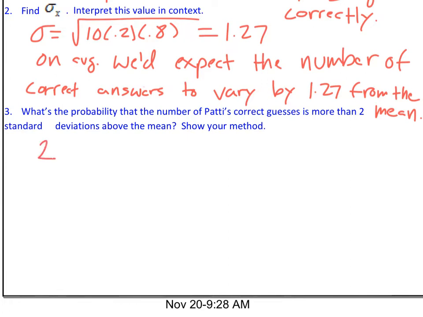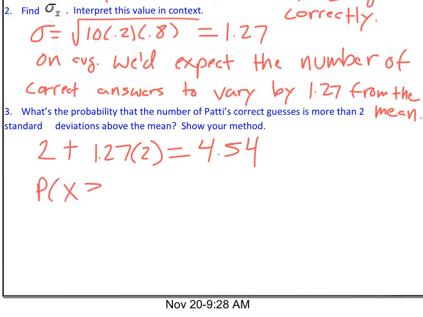All right, so there's the mean. What's the probability Patty's score is more than 2 standard deviations above the mean? Well, standard deviation is 1.27. 2 standard deviations above the mean is 4.54. So this is actually asking us pretty much just that: what's the probability Patty will get at least a 5? One minus the probability that she gets a 4 or less.